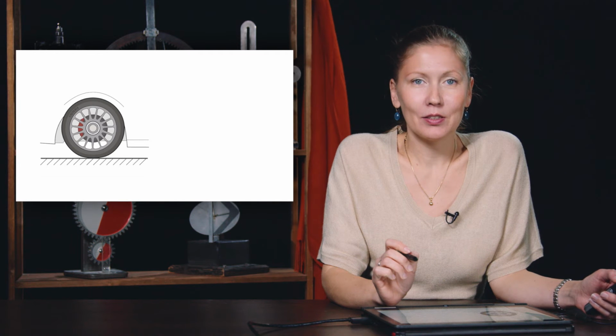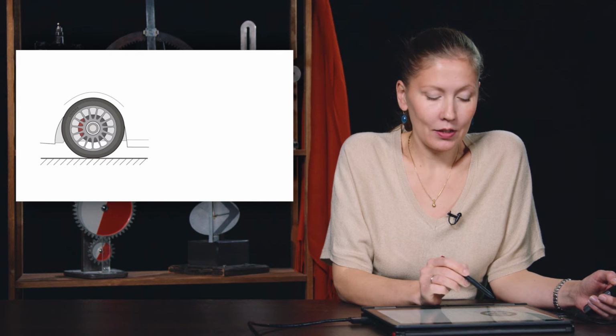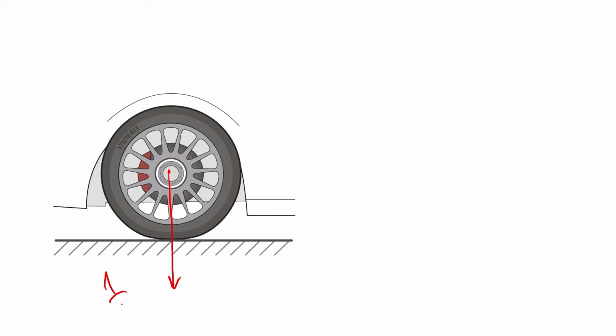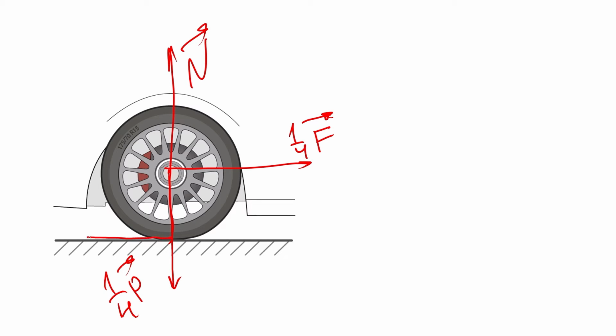Let us build an FBD for the wheel. Active forces which are acting on the wheel are as follows. The gravitational force, which is equal to 1/4 of the car's total weight, because the pressure of all wheels on the roadbed is assumed to be the same. A pulling force, which is equal to 1/4 of the pulling force acting on the whole car. The normal bearing reaction, the force of friction, and the moment of resistance.